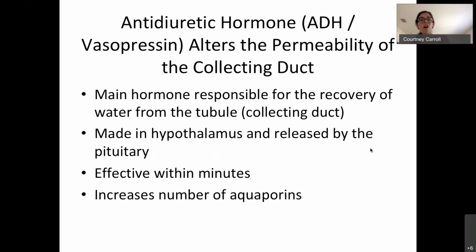What it does is it alters the permeability of the collecting duct. So remember, our goal is to increase blood pressure. And one way to do that is through ADH, which is going to say, hey, let's take back some more water directly. It is the main hormone responsible for the recovery of water from the tubule, from the collecting duct. It's made in the hypothalamus, but released from the pituitary, and it works within minutes to increase the number of aquaporins, our water channels, in the collecting duct. So we're going to take back and recover a lot more water.